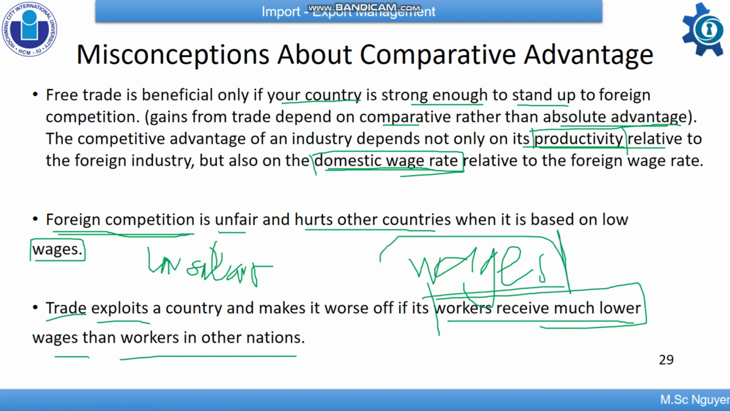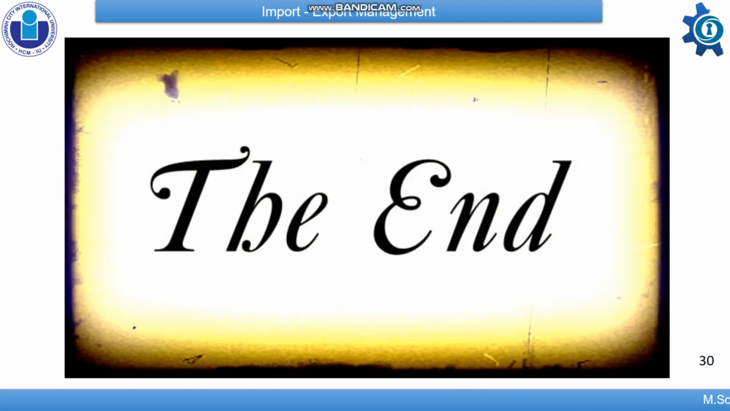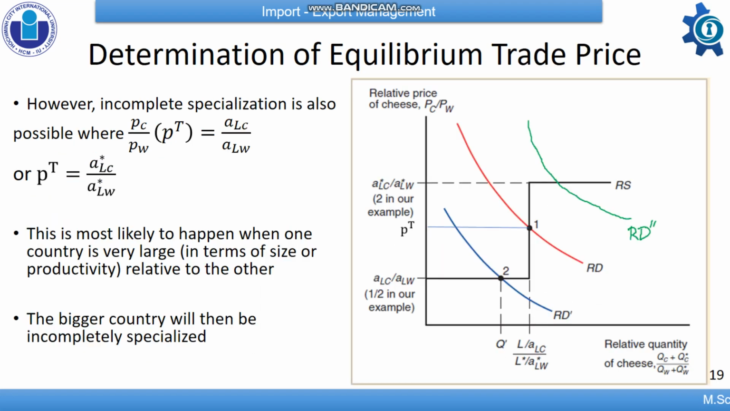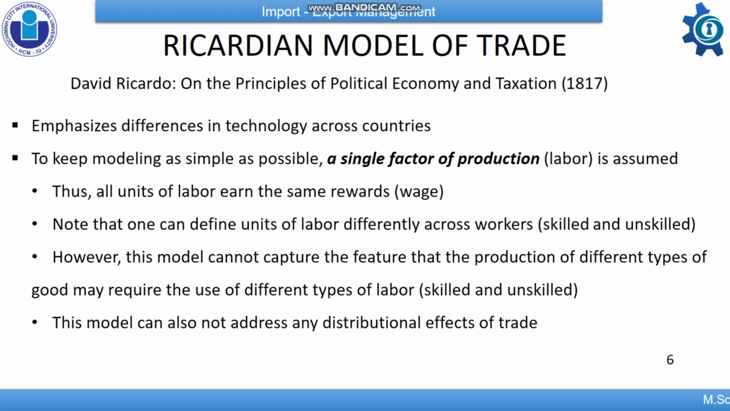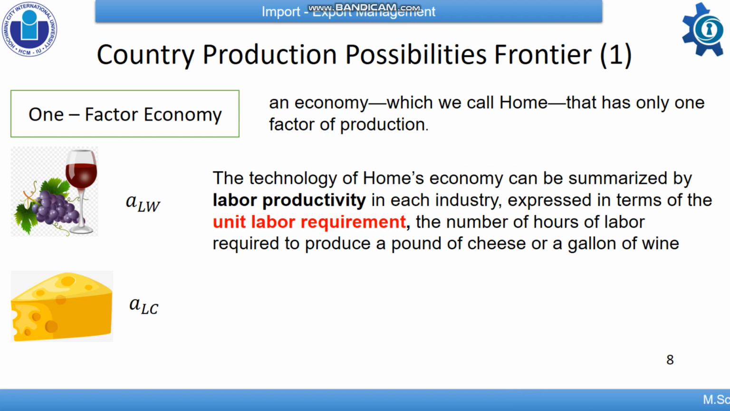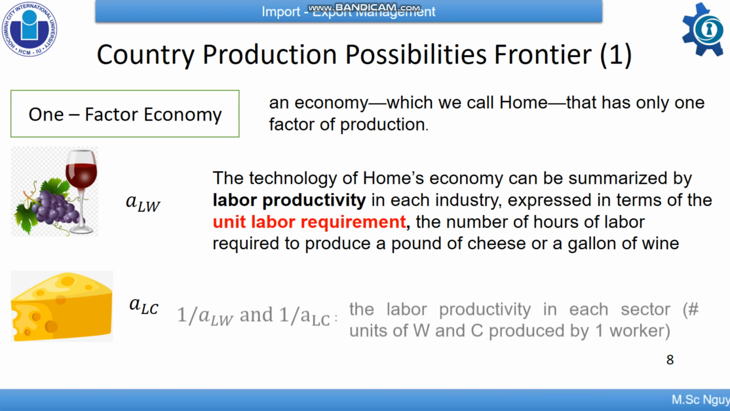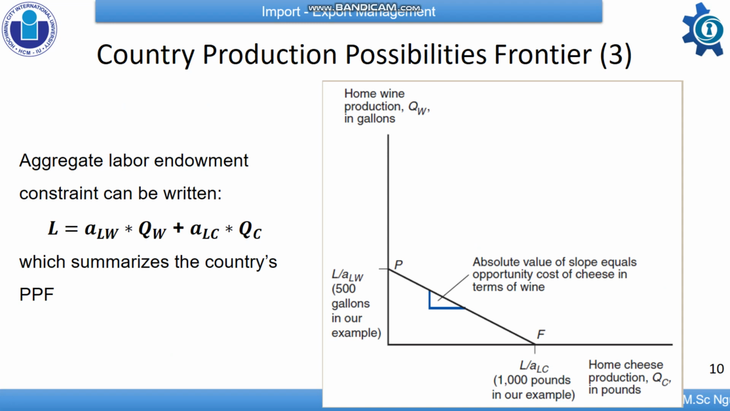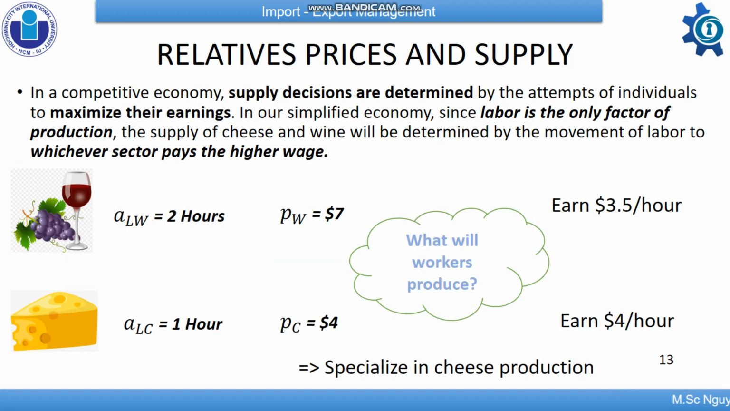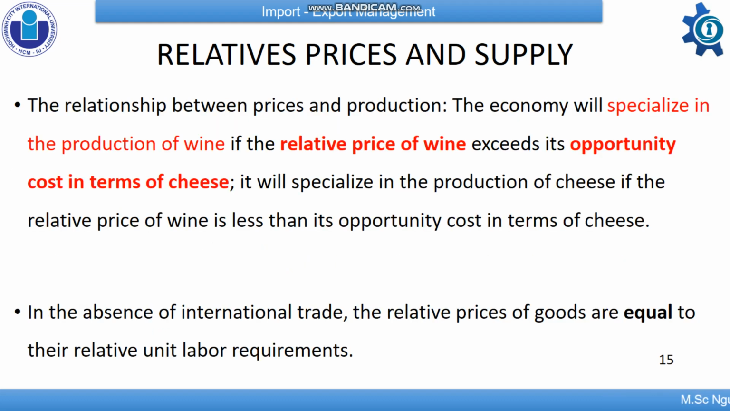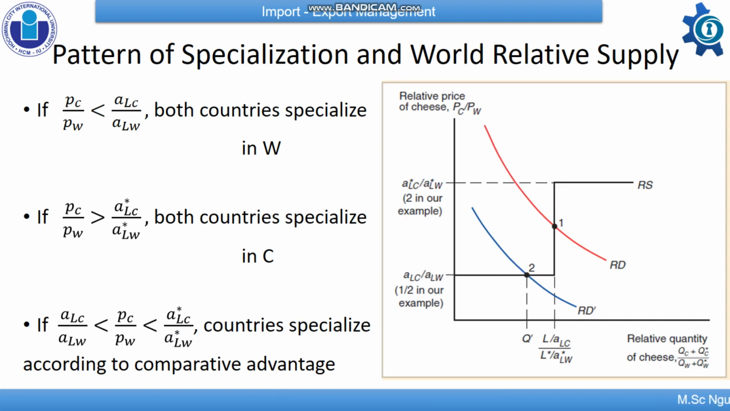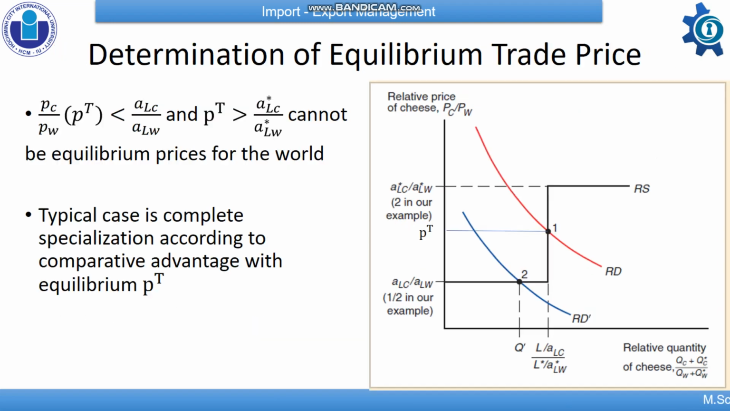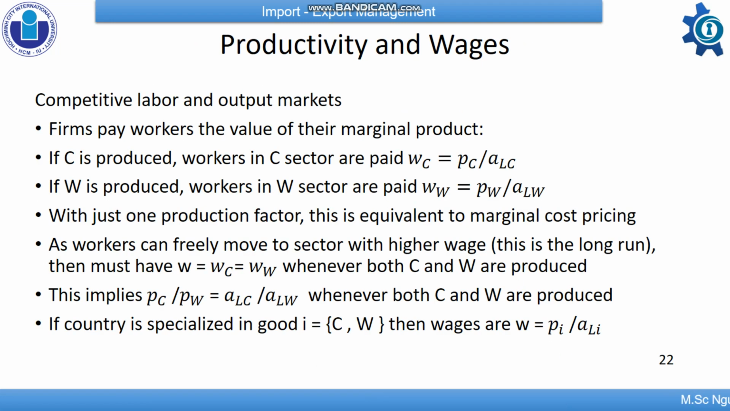Okay, so that's all for today's lesson. After these lessons, please help me remember what the Ricardian model of trade is, what kind of factors we have to consider, how to construct the PPF, the production possibility frontier, and determine when we should specialize in which products, and how to determine the relative price. Okay, thank you.